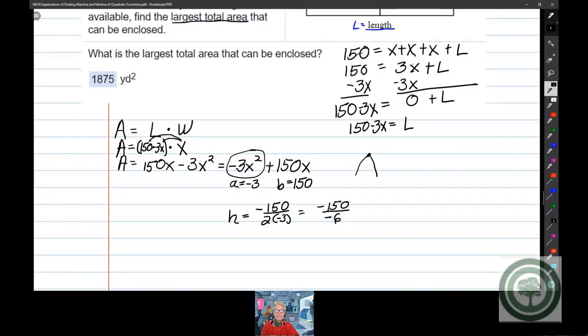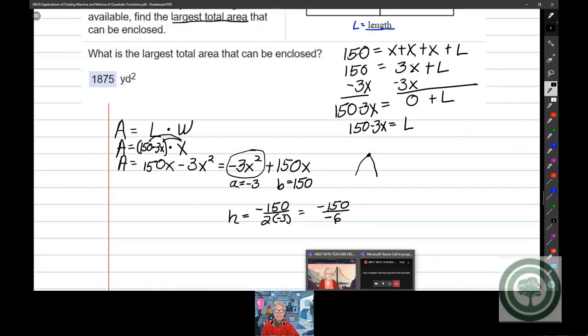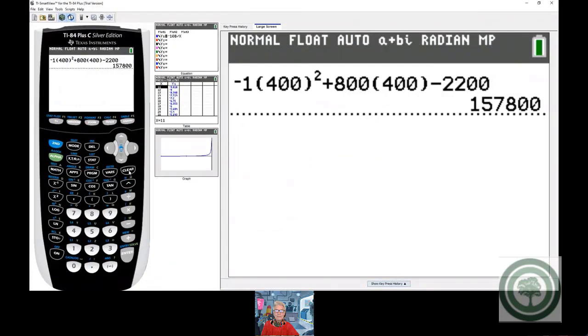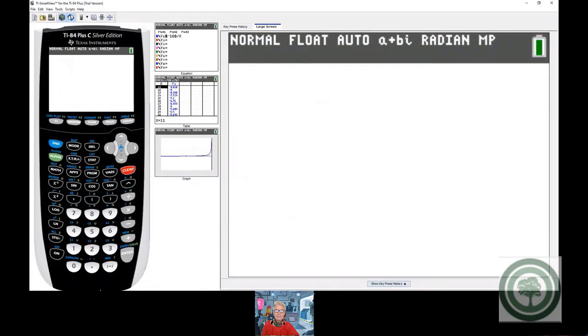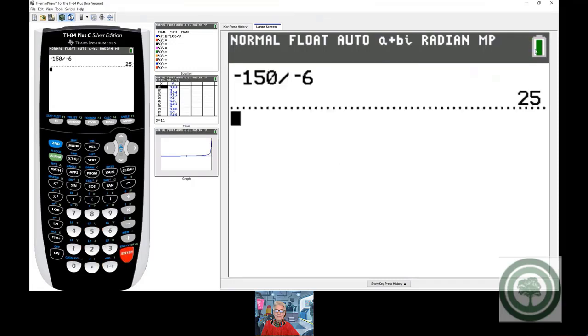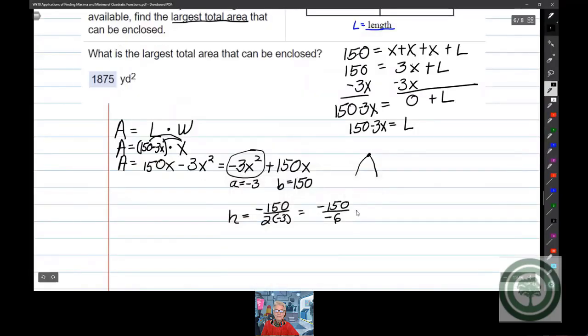Well, okay. Whatever. Have faith, Barbara. Keep going. I'm looking for my calculator. There it is. We're going to have negative 150 divided by negative 6. And we have 25. So our h is going to be 25. That's what x needs to be.